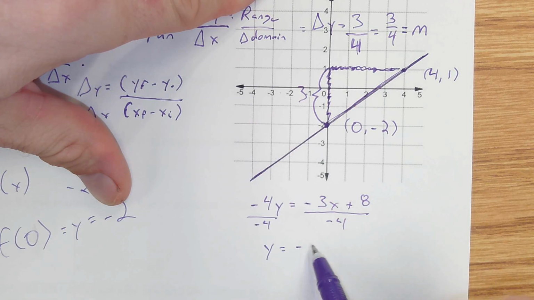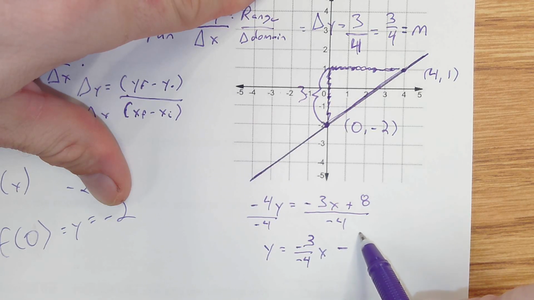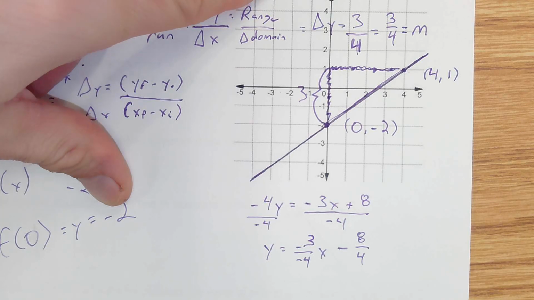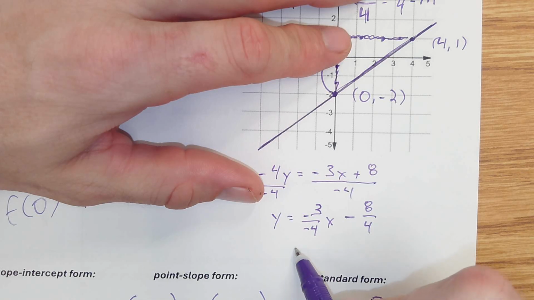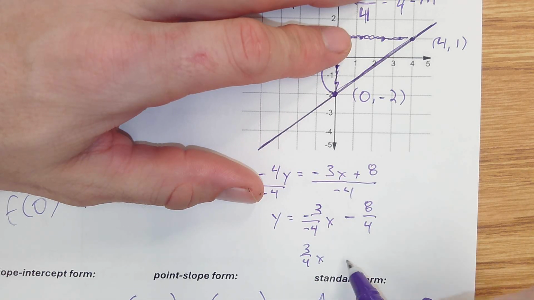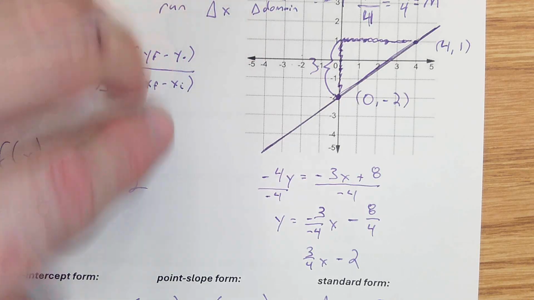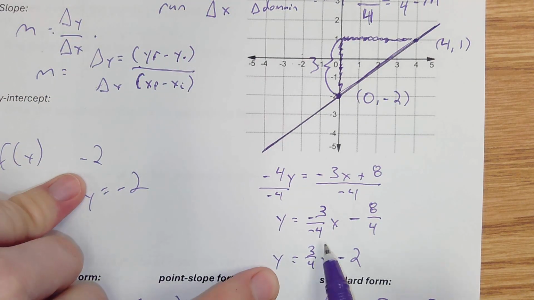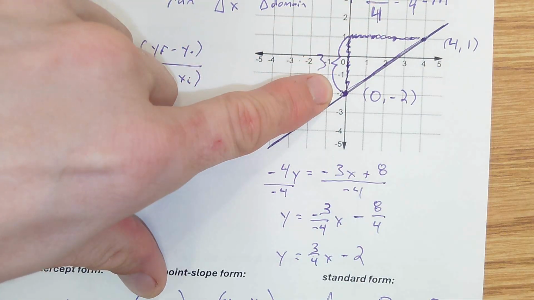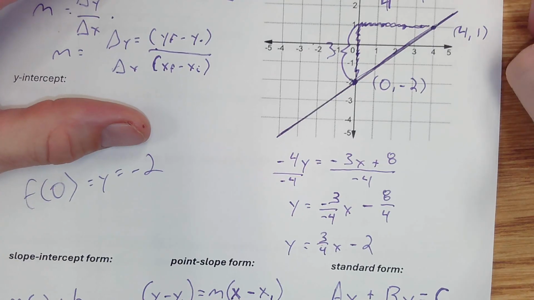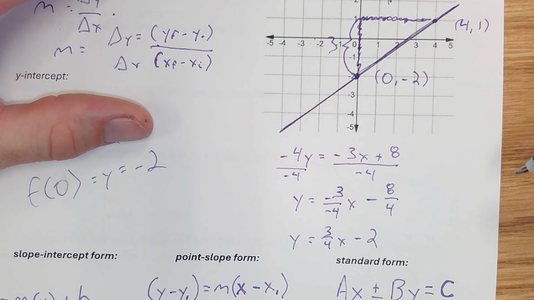So that's going to be y equals negative 3 divided by negative 4 x, minus 8 over 4, right? Or plus negative 8 over 4, which is going to be equal to 3/4 x minus 2, right? And you'll see from here that 3/4 is my slope, like I calculated up here, and my y-intercept is negative 2. Okay, so that's how you can see all that here now.